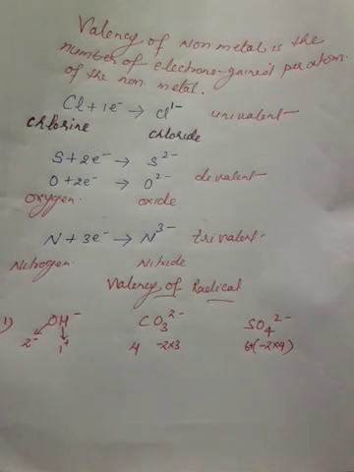Hello everyone. Today we will study some common electronegative radicals or anions. But before starting, you should know what radicals are. A radical is an atom or a group of atoms that behave like a single unit and carry a positive or negative charge. That is how we can define any radical.